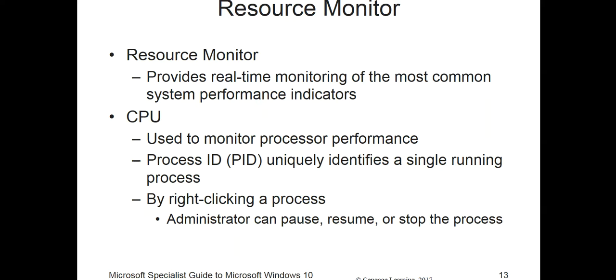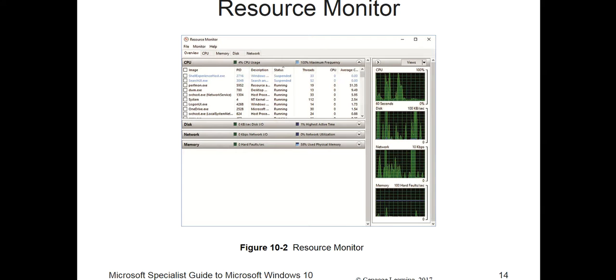Now, when it comes to the CPU, it's used to monitor processor performance. The process ID uniquely identifies a single running process. By right-clicking a process, an administrator can pause, resume, or stop that individual process. And we can see how much memory it's using. It's phenomenal resources. So we come into Resource Monitor, we can see what it is that's running, the ID that it has, a description, the status, is it suspended or running, how many threads are being utilized, CPU usage. It works right on down the line.